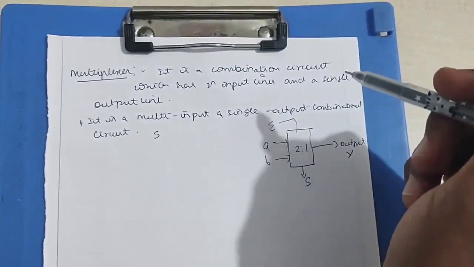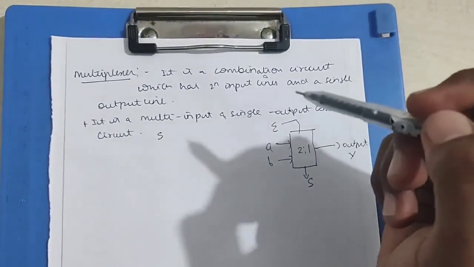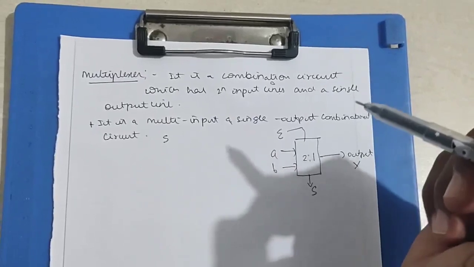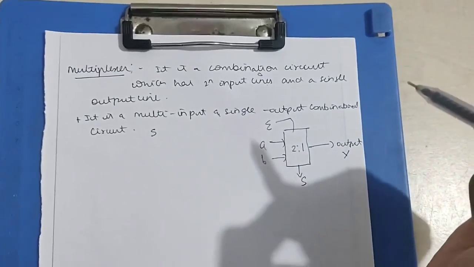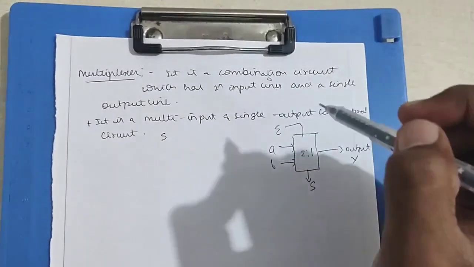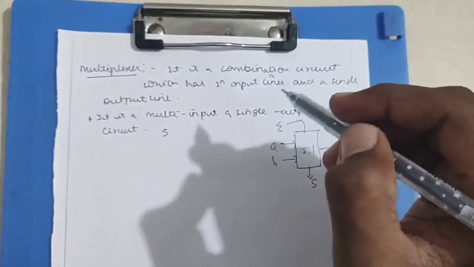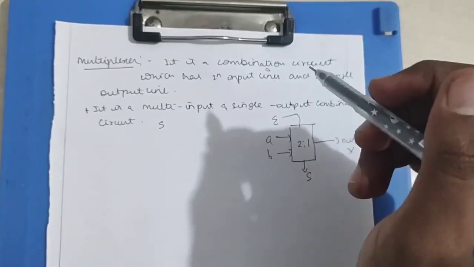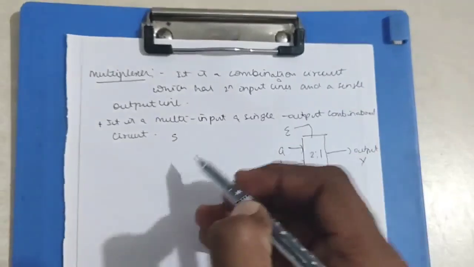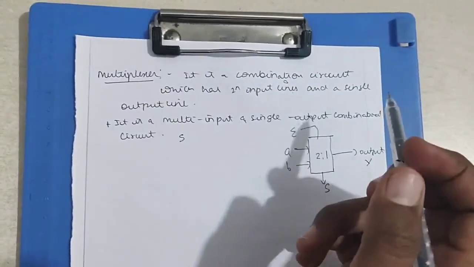A multiplexer is a combinational circuit which has 2 to the power n input lines and a single output line. It is a multi-input, single-output combinational circuit in which binary information is received from the input lines and directed to the output line. On the basis of the selection lines, one of the data inputs will be connected to the output.